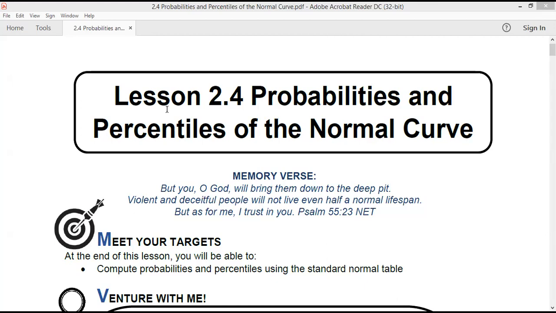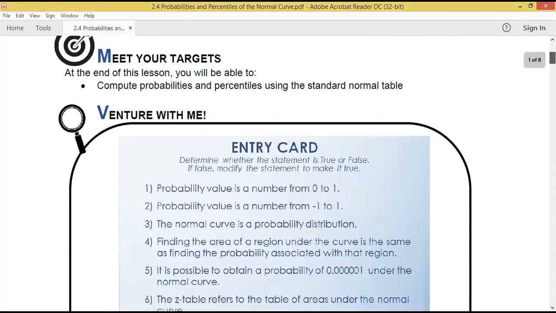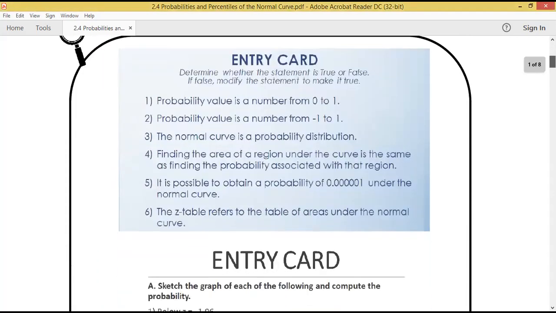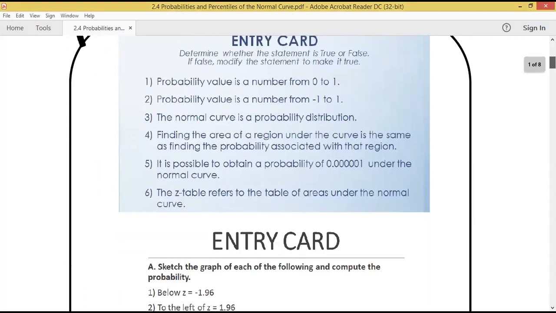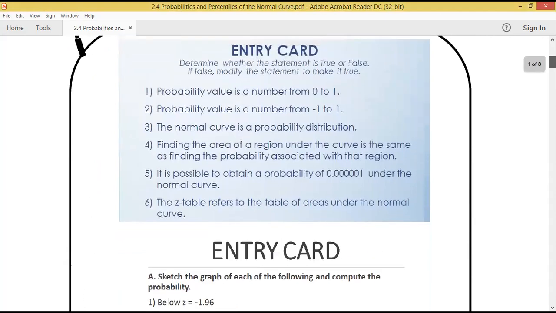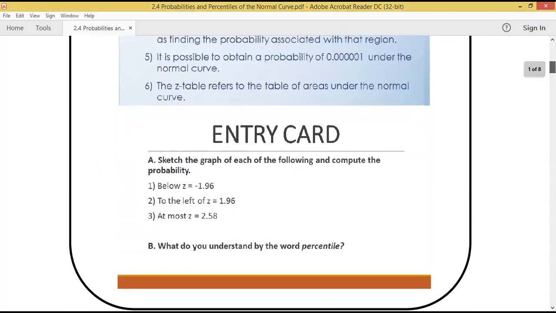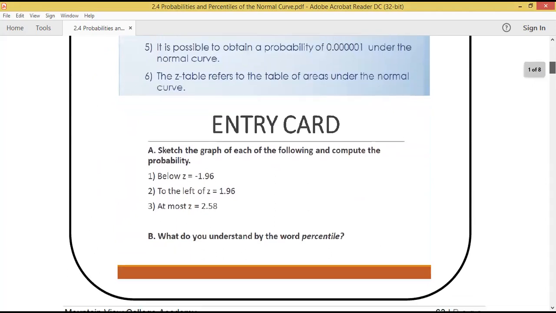At the end of our lesson, we'll be able to compute probabilities and percentiles using the standard normal table. Here's our venture activity today. We first have the entry card. It's a true-false statement. And the second is sketching the graph.